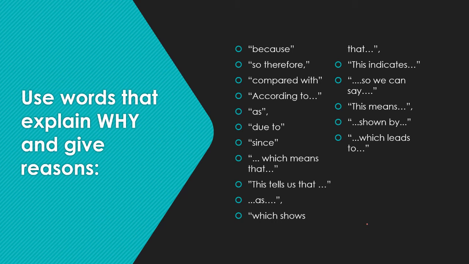When we write in science and we give explanations and we justify and we explain why and give reasons, look out for using words like because, so, therefore, compared with, according to, as, due to, since, or linking phrases like which means that, this tells us that, as, and we've got as twice there, so that as is a sneaky little one, which shows that, or this indicates that. So we can say this means, shown by, which leads to the conclusion that.